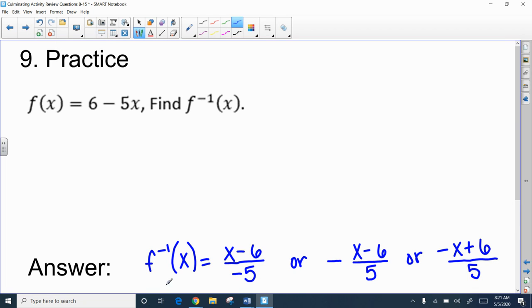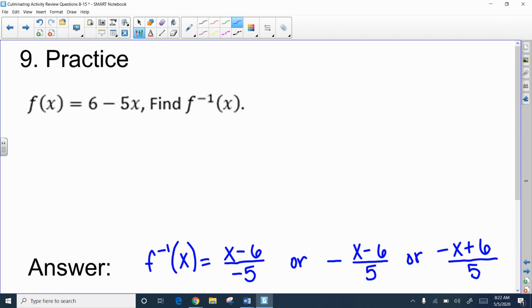All right, so the answer is f of x equals (x minus 6) divided by negative 5, since we had a minus 5x. There's a couple different ways you could see that written because of this negative. We could put the negative in the front instead of with the 5, so negative (x minus 6) over 5, or we could divide everything by negative 1 and have (negative x plus 6) over 5. So all three of these would be correct.